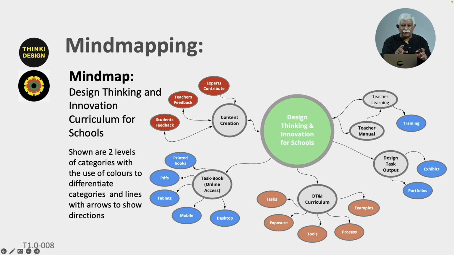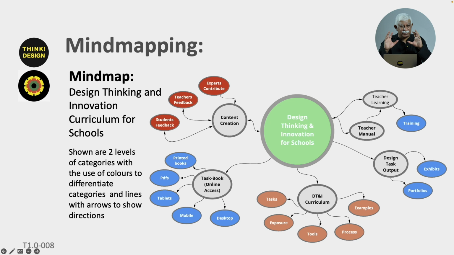Okay, and for that you need to get inputs from experts. They contribute. The teachers will do this in school and get feedback, and also the students, right? They will also provide feedback. Okay, so based on the feedback, you can actually change the content of the course. Right, so the arrows play a very important role in showing the direction of the interaction.